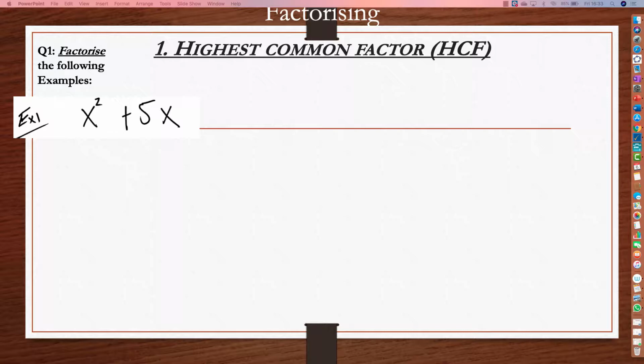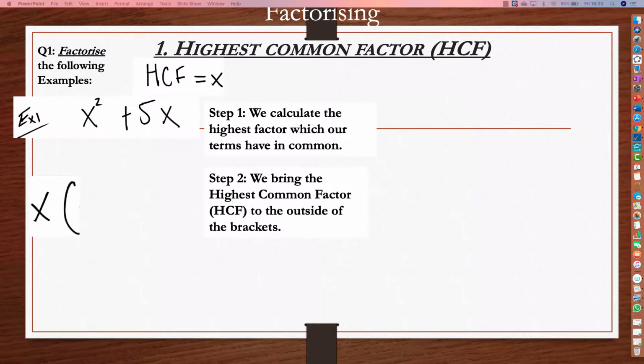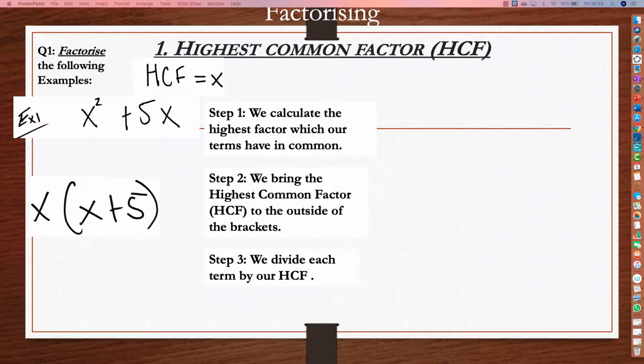X, exactly. So they have an x in common. If I took an x to the outside, like that, what would I have to multiply by x to get x squared? X, exactly. What would I have to multiply by x to get 5x? 5. Perfect. And that's the answer. That's factorised: x(x plus 5). Alright, that's all you have to do. So that's the first one, known as highest common factor.